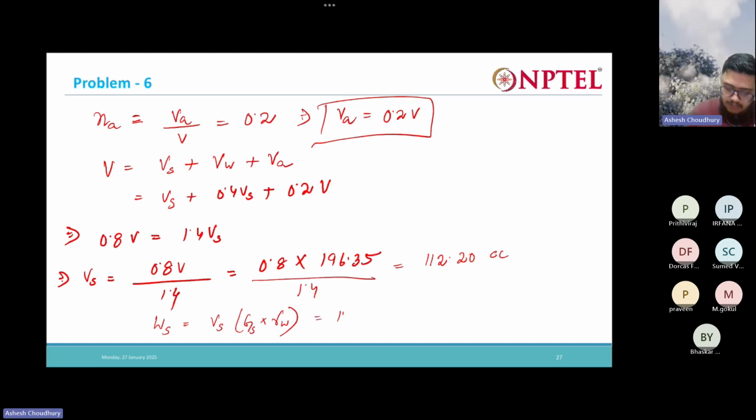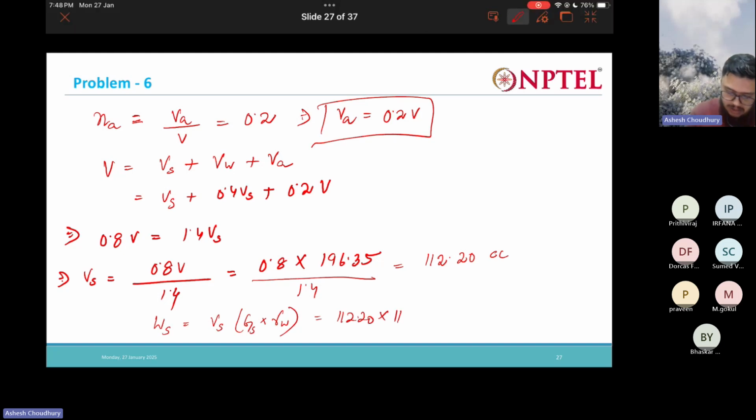So 112.20 into, sorry, 2.69 into 1. I am calculating everything in gram per cc. So 130.1.829 grams. This is the weight of soil solids.